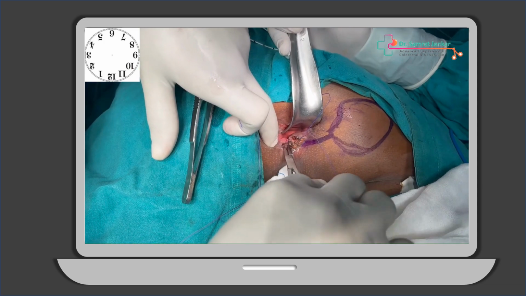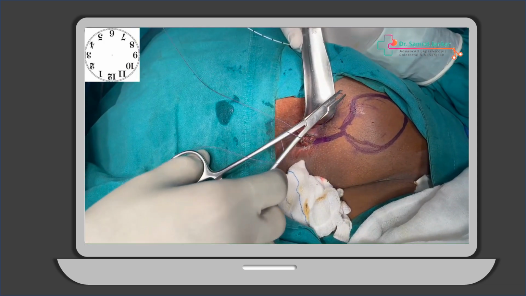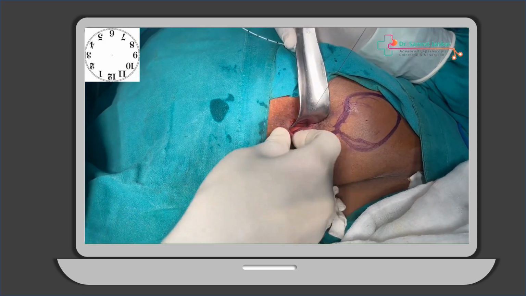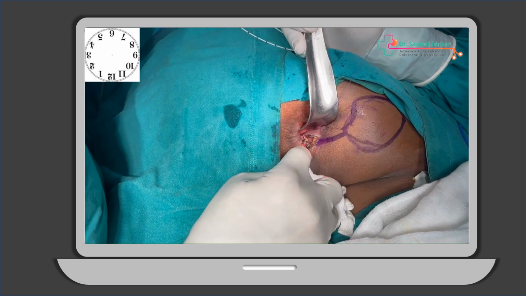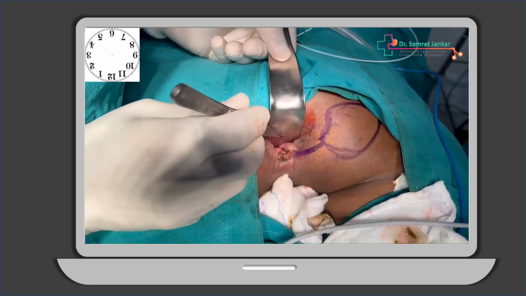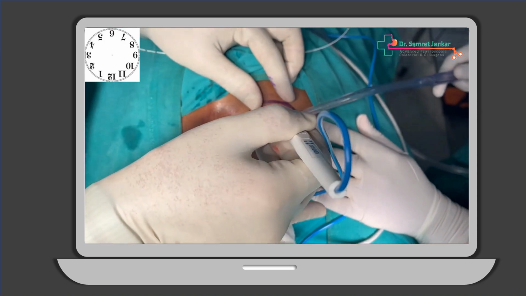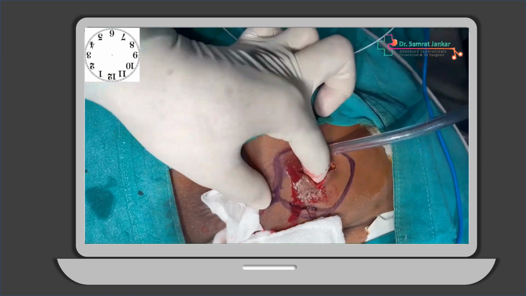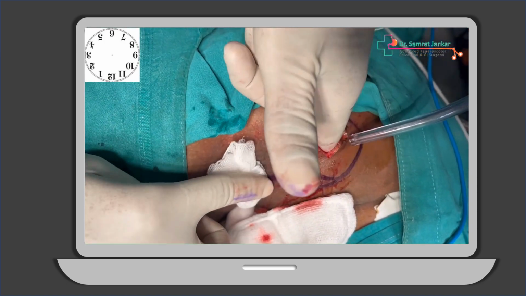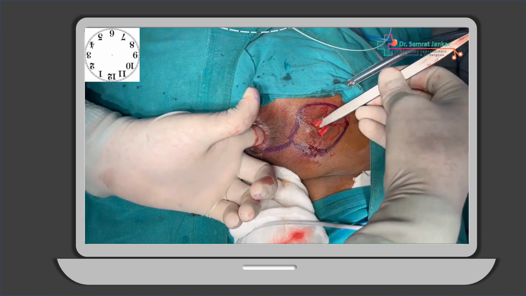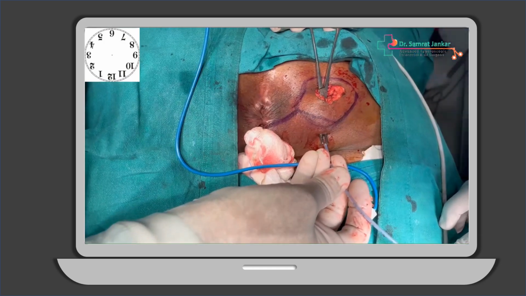By this, we are completely taking care of the central component. Then we will go for the lateral component, drain the abscess cavity, wash it, and we can appreciate that this is the cavity we have opened up and completely washed and cleaned, and put a tube for thorough washing post-operatively.